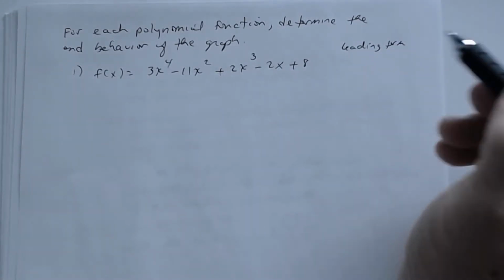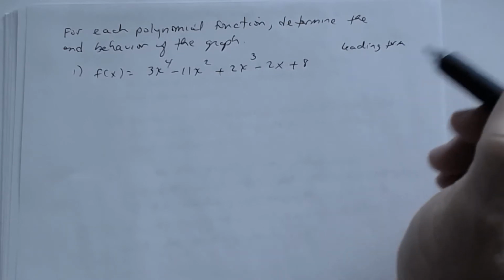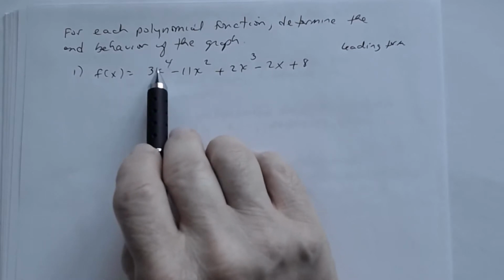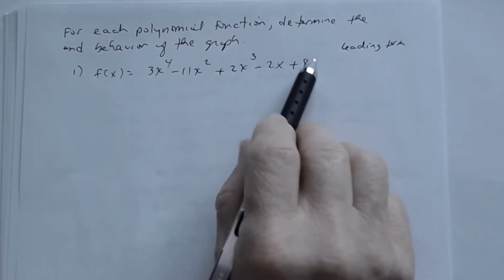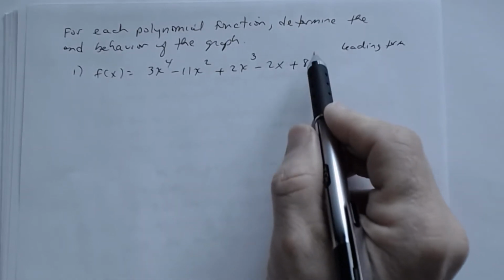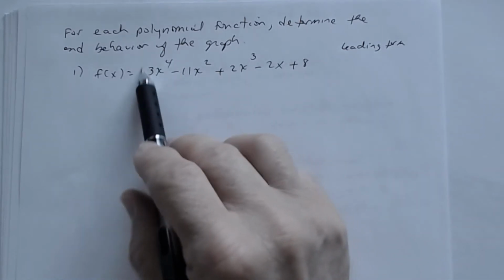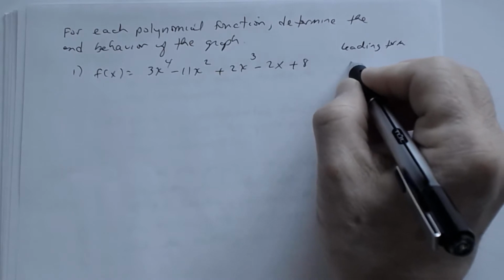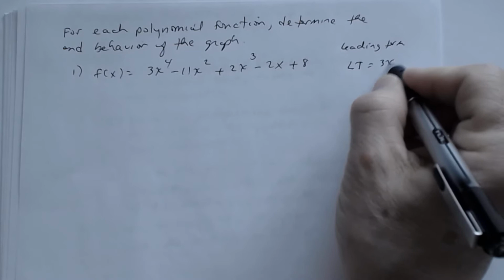Now remember, the leading term is the term that has the highest exponent. If you look at this, the exponent here is 4, this is 2, this is 3, this is 1, and the constant, if you were to put an x there, would be x to the 0 power. So the leading term has to be 3x to the 4th. I'm going to denote this as LT for leading term. The leading term is 3x to the 4th.